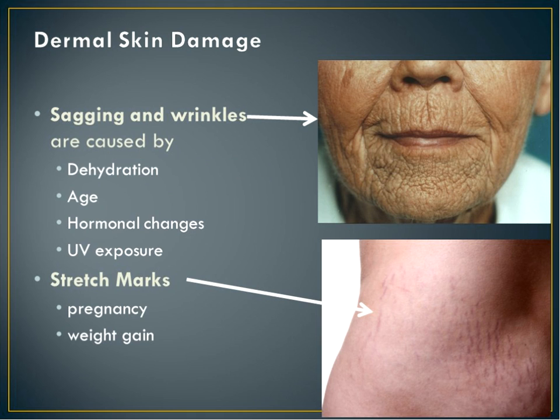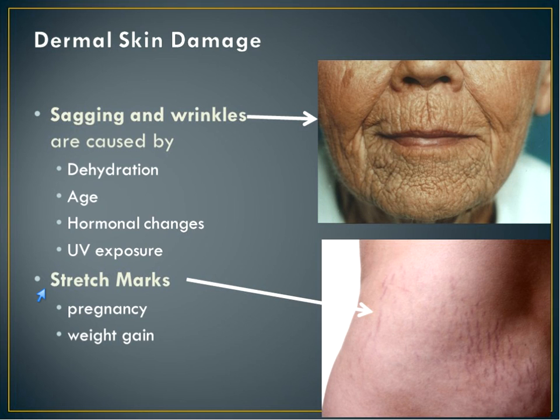So dermal skin damage, things like sagging and wrinkles, are caused by dehydration, so make sure you drink enough water. Age, that's something you just can't really help, even hormonal changes. But UV exposure and staying hydrated are two things that you can help to combat wrinkles. Just about everybody's going to get wrinkled except for me, of course, because I've already claimed in the universe that I'm not getting any wrinkles.